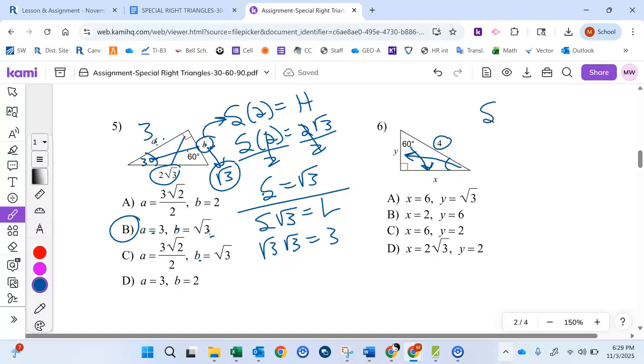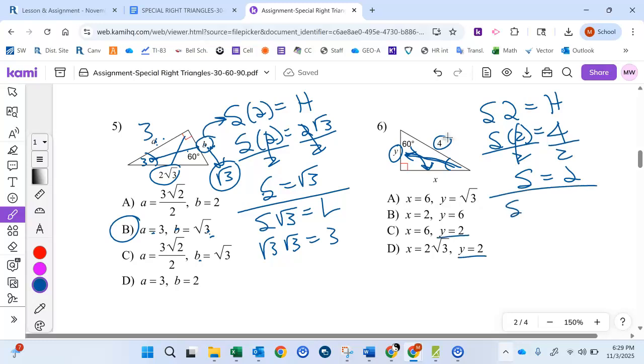So we know that the short leg times 2 is equal to the hypotenuse. The hypotenuse is 4, so the short leg times 2 equals 4. This should be pretty easy. That goes away. Short leg is equal to 2. So the short leg is y, right? So it's either going to be this one or this one.